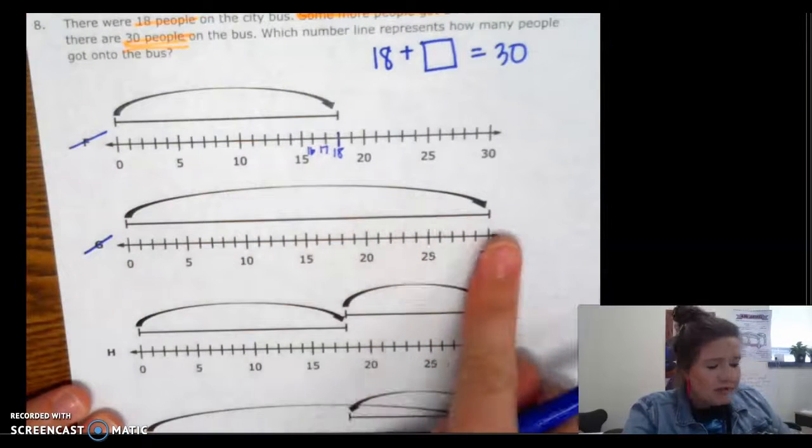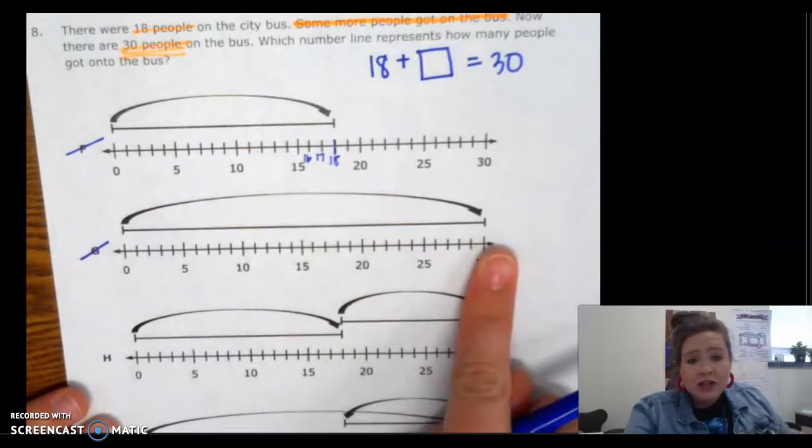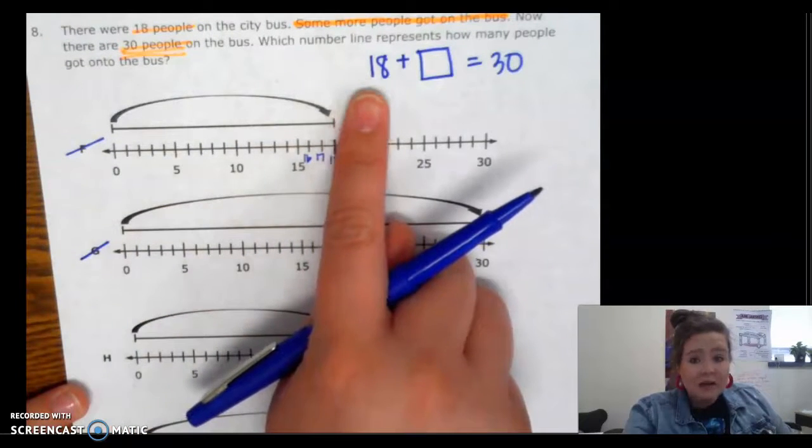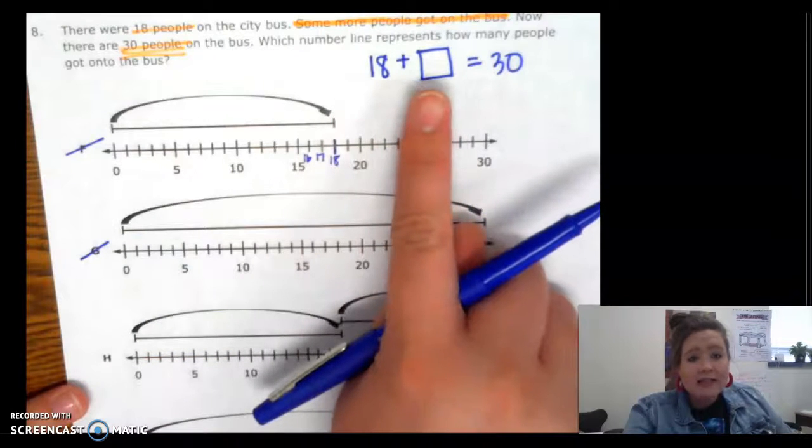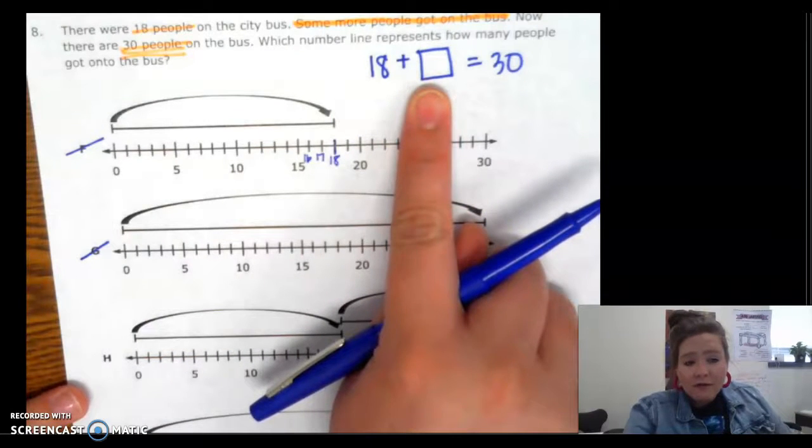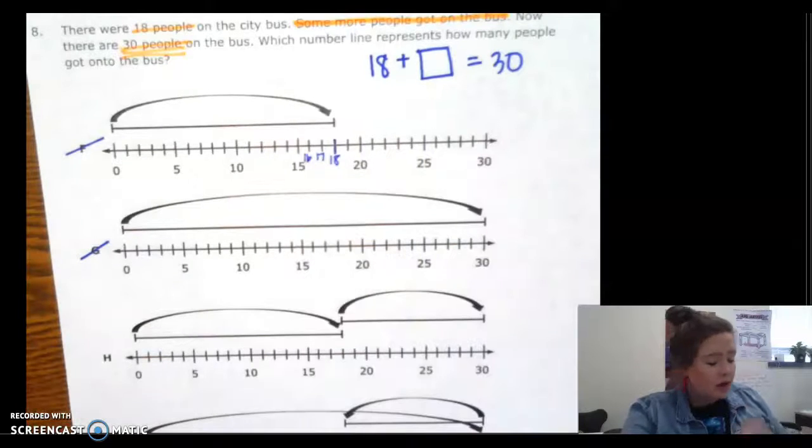This number line, I'm sorry, just takes you straight to 30 people being on the bus. We need to represent that 18 people were on the bus, and then a certain amount got on, and after those people got on, we were left with 30 people on the bus.